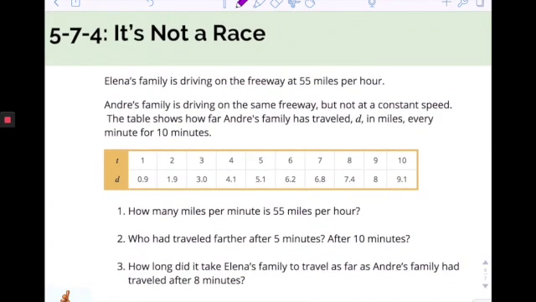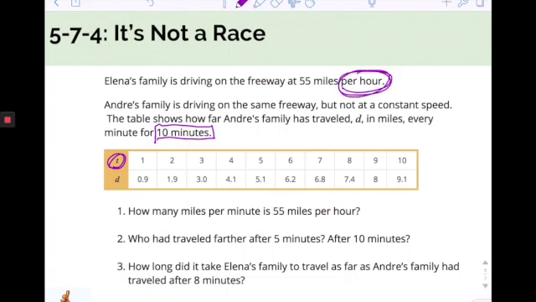Back to the math. So Elena's family is driving on the freeway at 55 miles per hour. Okay, that's a constant speed, so that gives us a lot of information. Andre's family is driving on the same freeway, but not at a constant speed. The table shows how far Andre's family has traveled, D, in miles every minute for 10 minutes. Okay, so here we've got our time in minutes, and here we've got our time in hours.